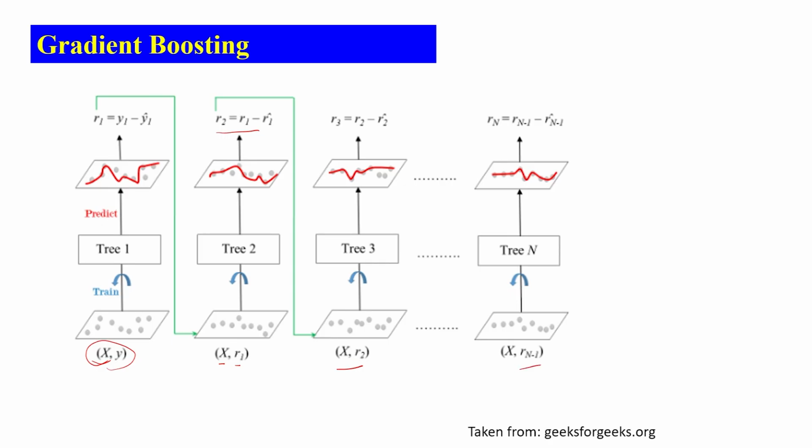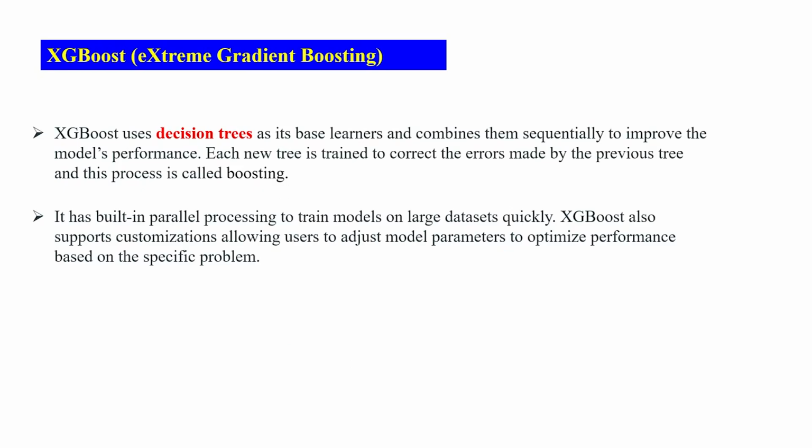It is a very powerful technique, gradient boosting, and those of you who use it know that it takes care of many important aspects. Now, in the last part, I will just introduce what XGBoost is. I may not discuss it in detail because it requires me to talk about decision trees, and we can come back to it. XGBoost uses decision trees as base learners and combines them sequentially to improve the model performance. Each tree is trained to correct the errors of the previous tree. It has a built-in parallel processing technique to train the models on large data sets. So, XGBoost is very good for large data sets, remember this.